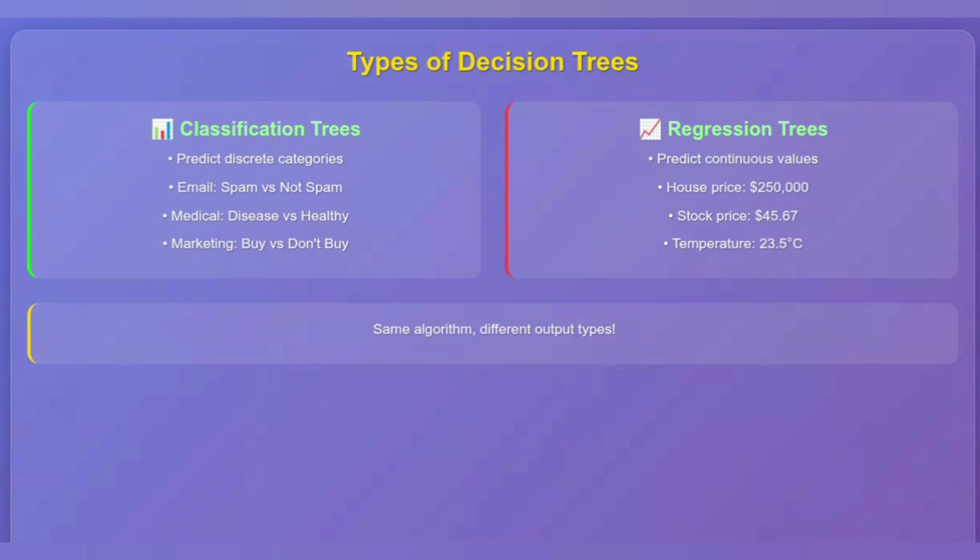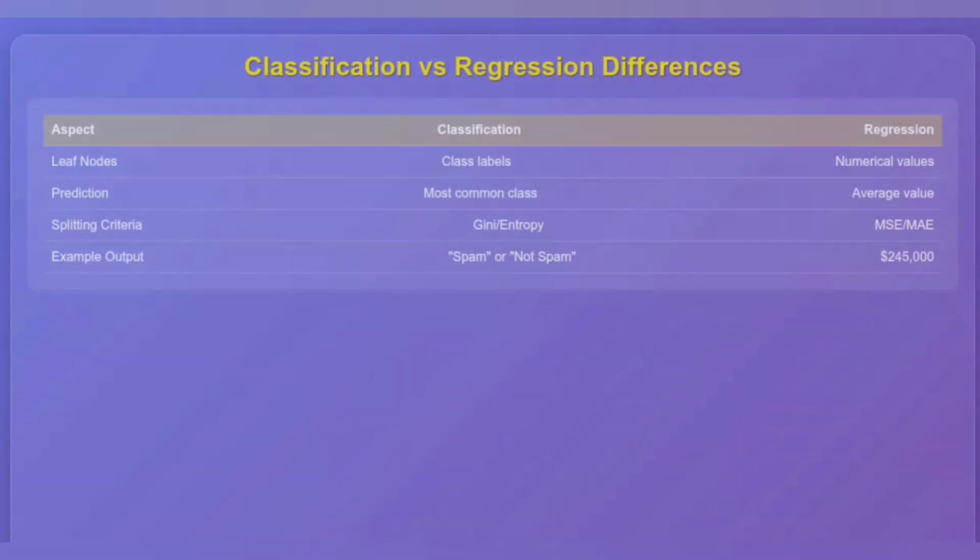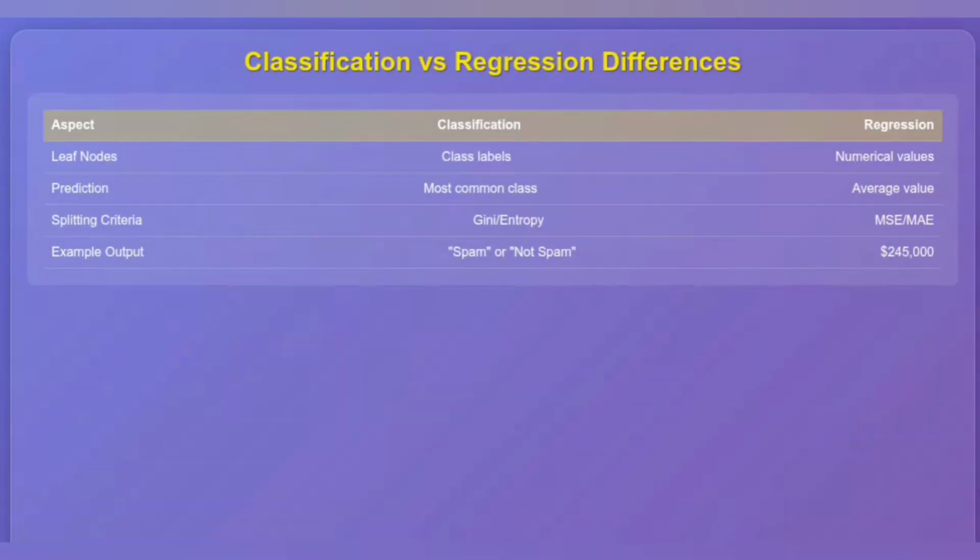Decision trees come in 2 main flavors: classification trees and regression trees. Classification trees predict discrete categories like spam or not spam for emails. Regression trees predict continuous values like house prices or stock prices. The main difference lies in what the leaf nodes contain. In classification trees, leaf nodes contain class labels or class probabilities. In regression trees, leaf nodes contain numerical values, typically the average of all target values in that region.